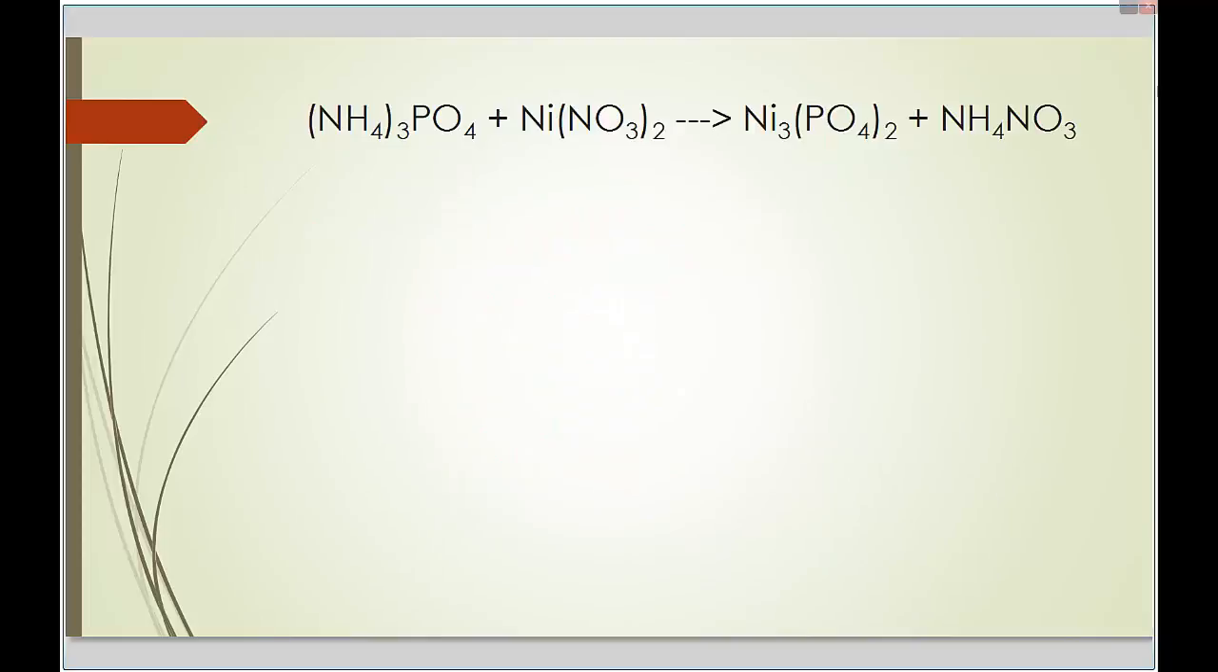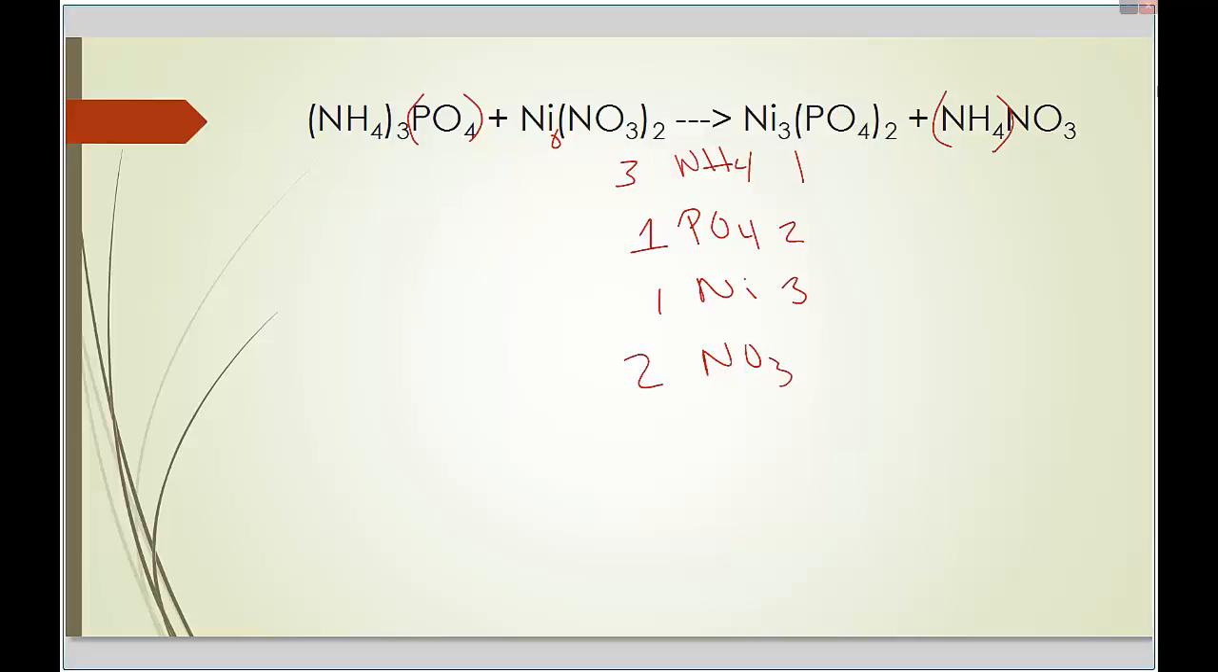Let's try another one. We have ammonium. Notice on the left we have 3 of them. On the right, we can put parentheses around it, we only have 1. The next one is phosphate. Once again, we can put parentheses around here, we only have 1. On the right, we have 2. Nickel, we have 1 nickel, and we have 3 on the right, and then we have nitrates. Nitrates, we have 2 on the left, put parentheses around these, and we only have 1.